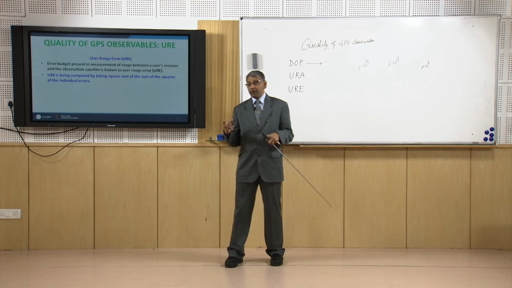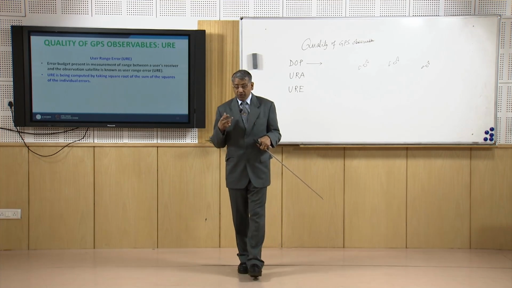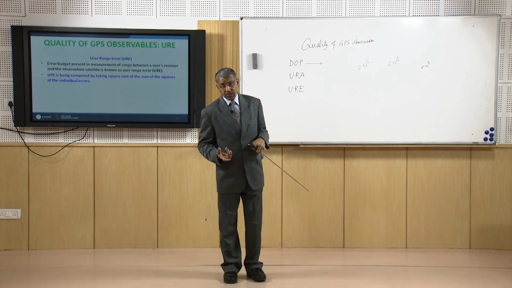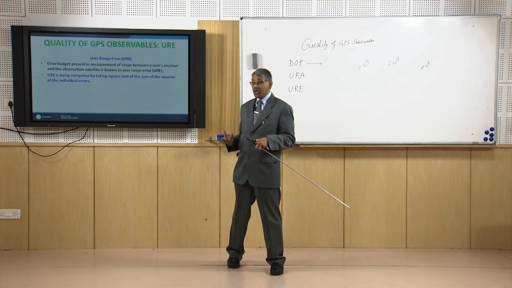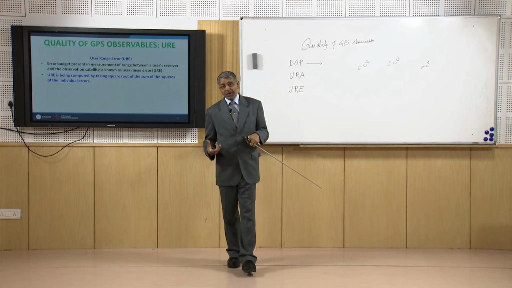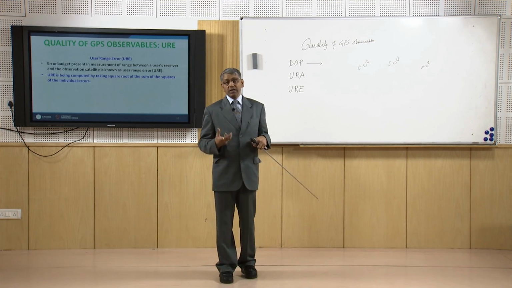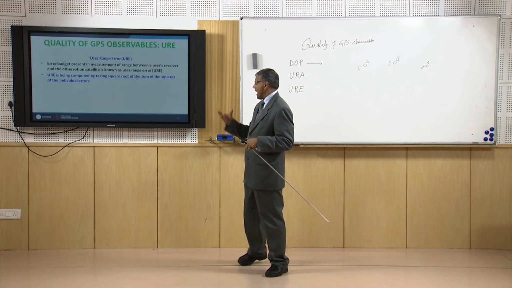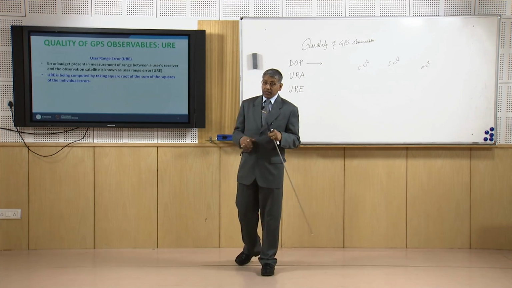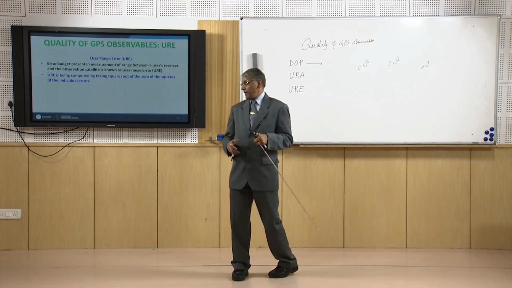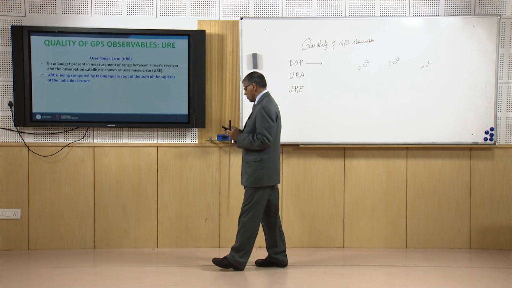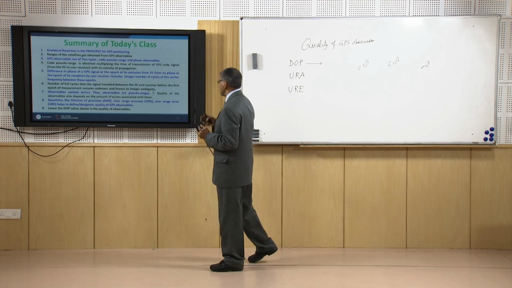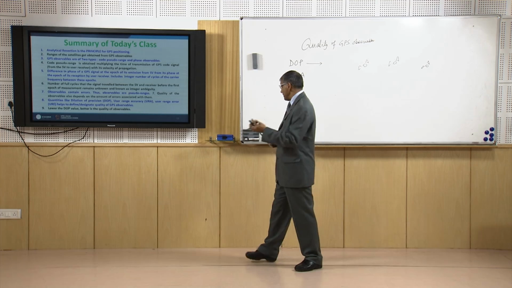That means if we want to end up with a very precise, very accurate solution, the GPS observation should be of good quality. Good quality means it should be associated with the least amount of errors, and these are the parameters which can give us an indication. So, with this I would like to complete this class. Let me summarize.